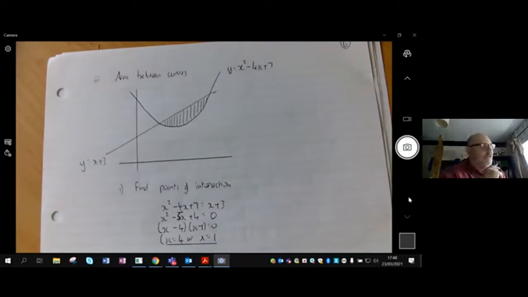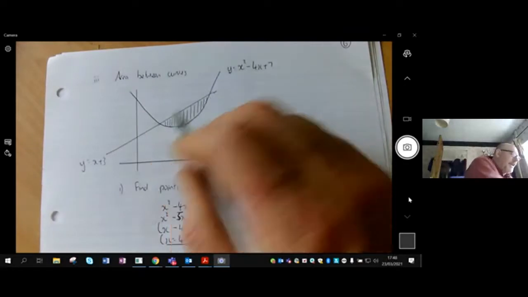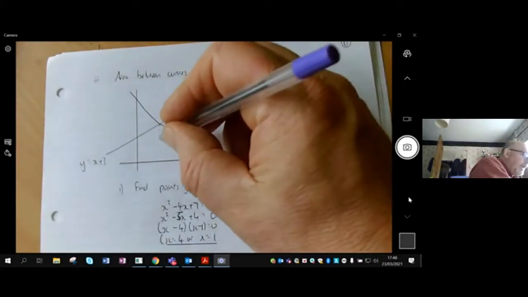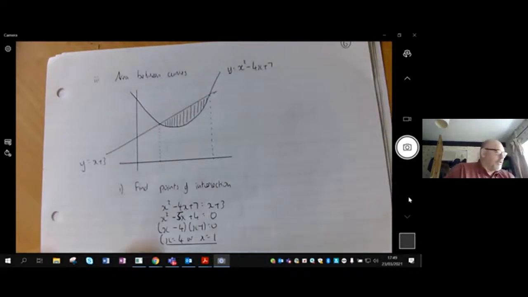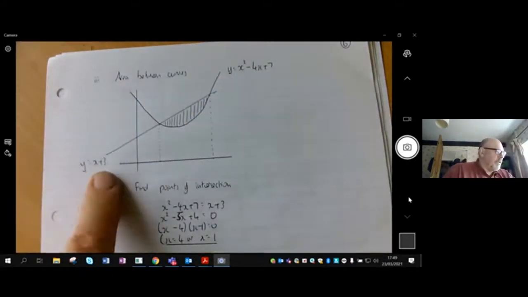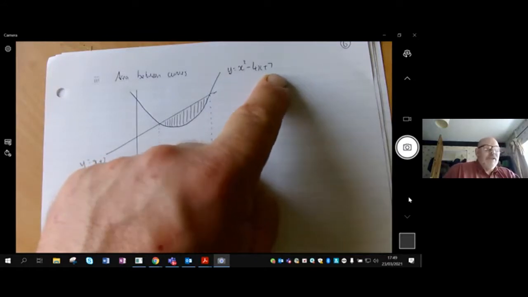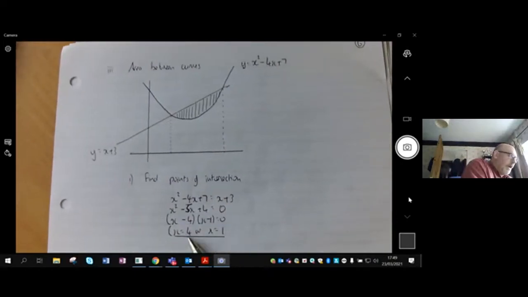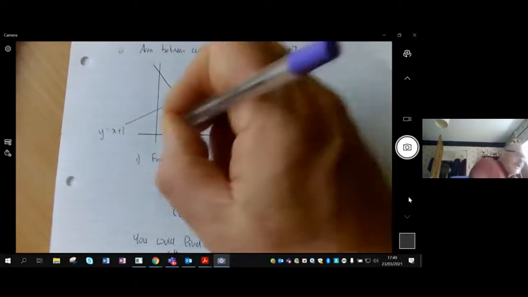Your first job is to work out where they cross. If you're lucky, it will give you the points of intersection. If you're unlucky, it won't. But actually, we're only interested in the x values, because we only want the x values there and there, don't we? So where they cross, the y values are the same. So x plus 3 equals x squared minus 4x plus 7. Quadratic, you wouldn't believe how many questions are going to be quadratic equations. So for the points of intersection, equate your two functions and solve the quadratic equation. You get x equals 4 and x equals 1, and it might be worth putting those in.